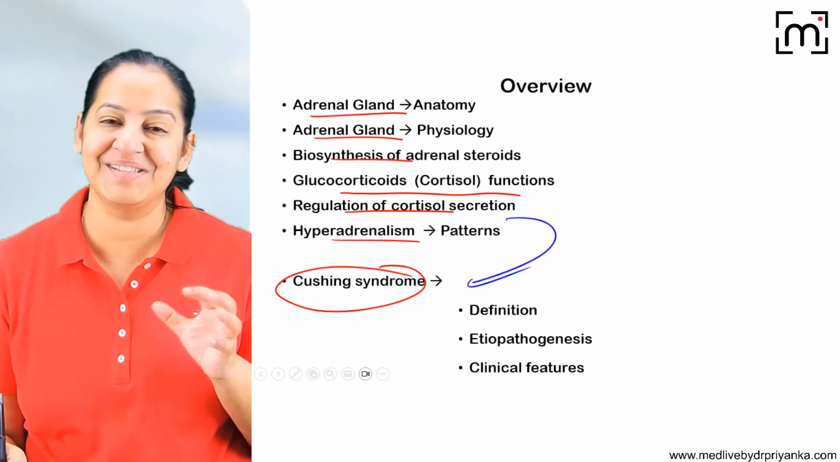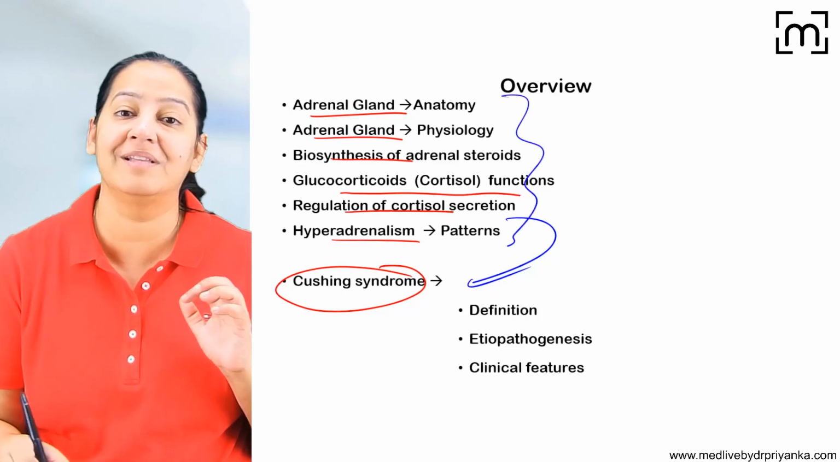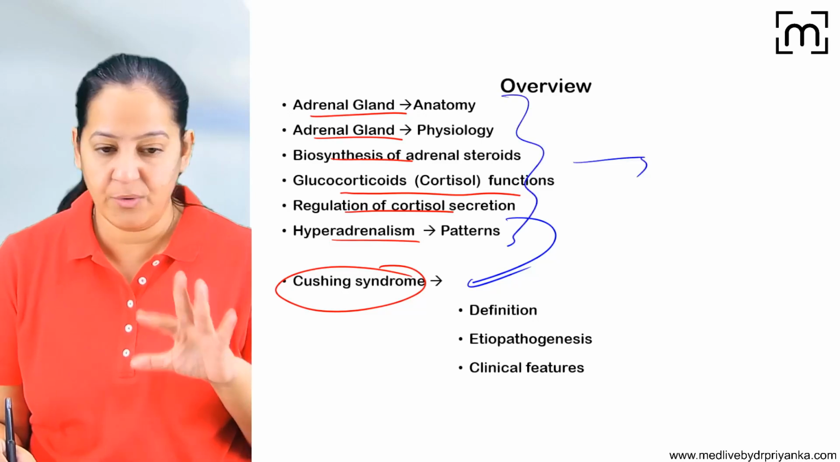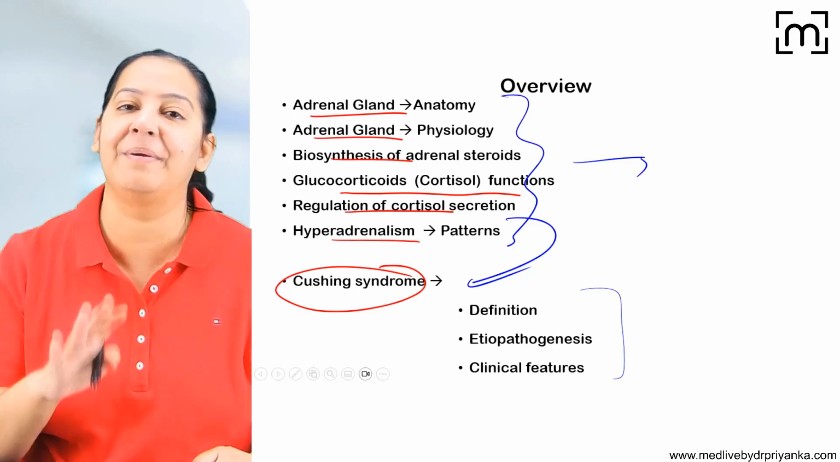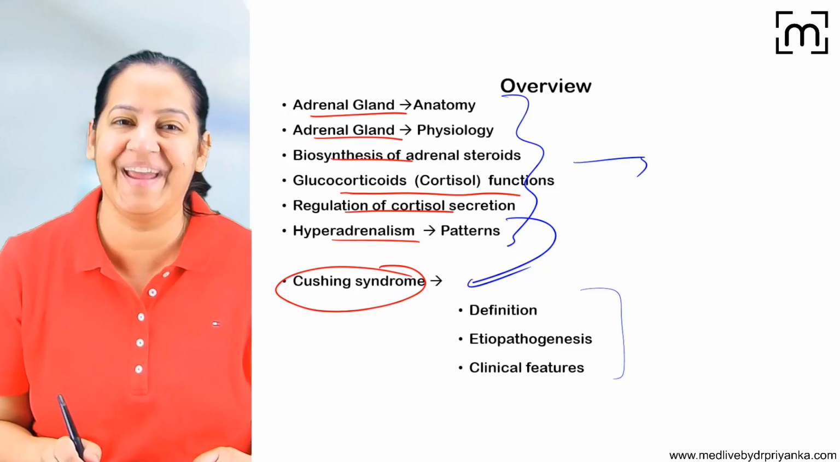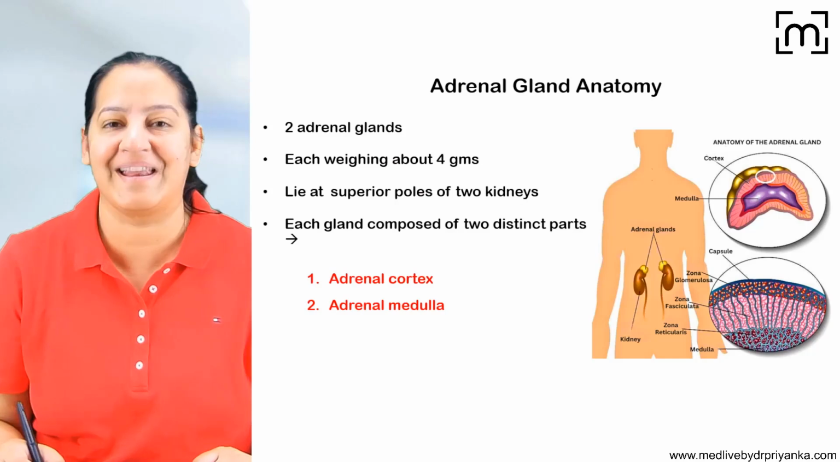If this question comes in your exam, you don't have to write all this, but it is for your understanding. If you don't understand this, you cannot understand the topic Cushing syndrome well. So let's start from the basics. Let's start from scratch. Okay. So let's start with the adrenal gland anatomy.